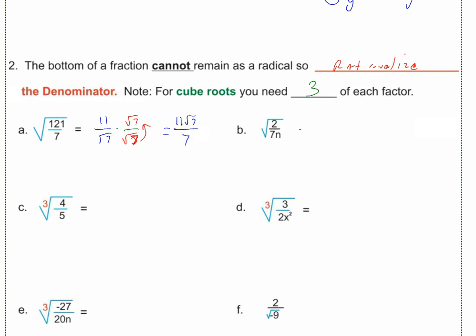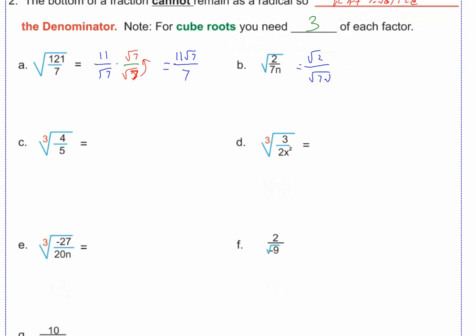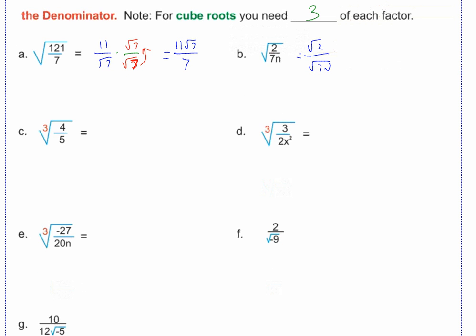Second one is similar, only the top has to stay square root of 2, right? And the bottom is the square root of 7n. So again, all you're worried about right now is the bottom. So how many 7s do you need? 2. How many do you have? 1. So supply the second 7.